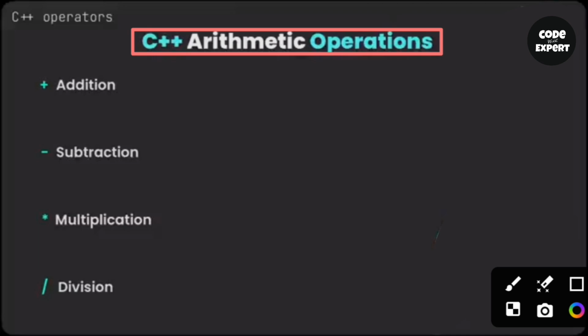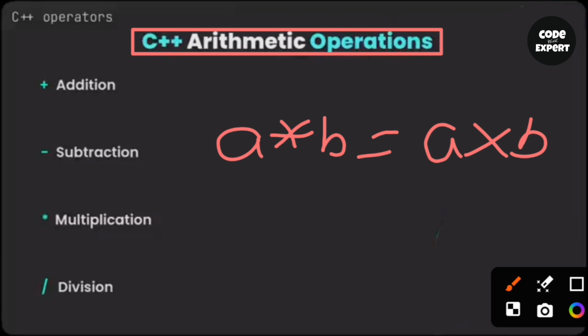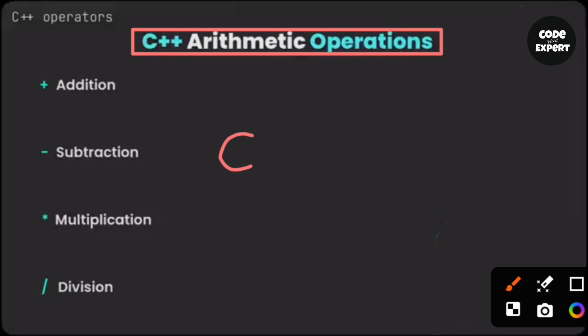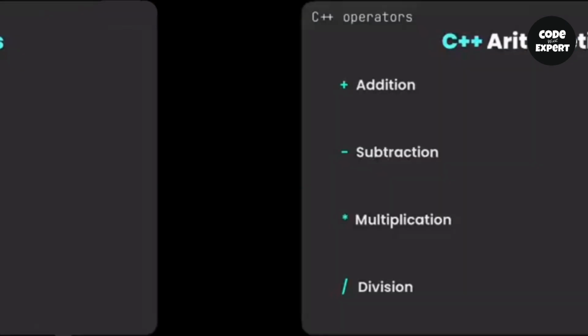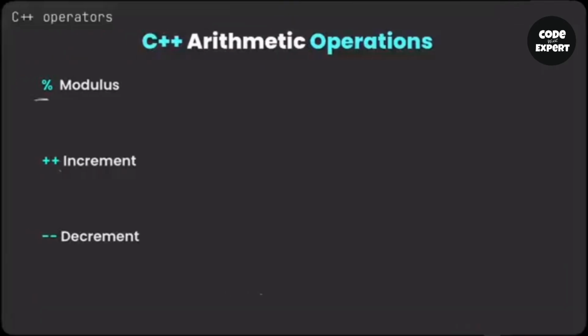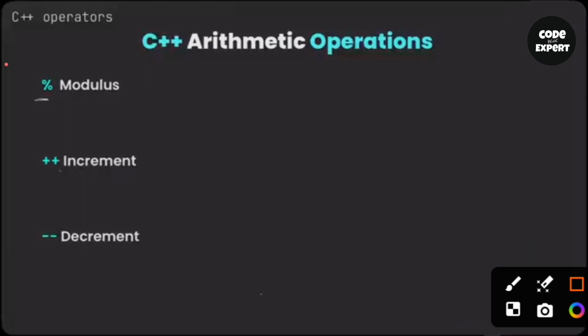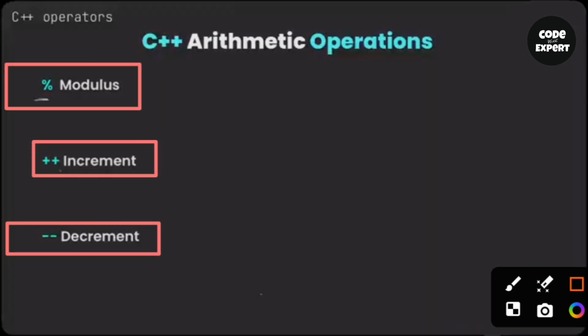Now for multiplication, here we don't use the multiply sign, instead we use the star sign. Like if we want to get the multiplication of two numbers, we just write a star b, which is similar to a multiply b in maths. Now for division, we don't use the divide sign here, instead we use a slash b. Some other arithmetic operators are the modulus operator, increment operator, and decrement operator.